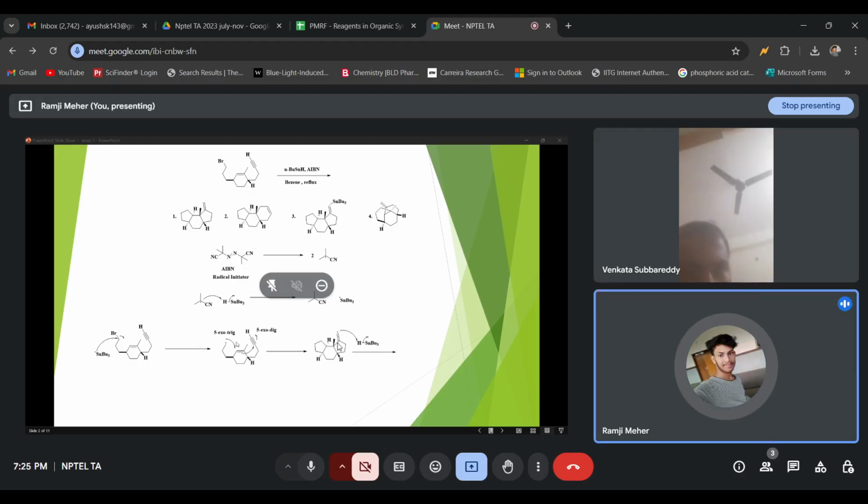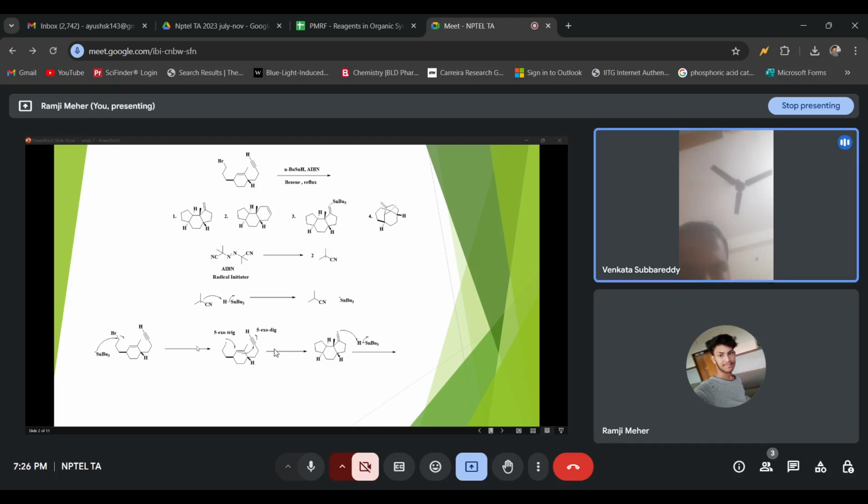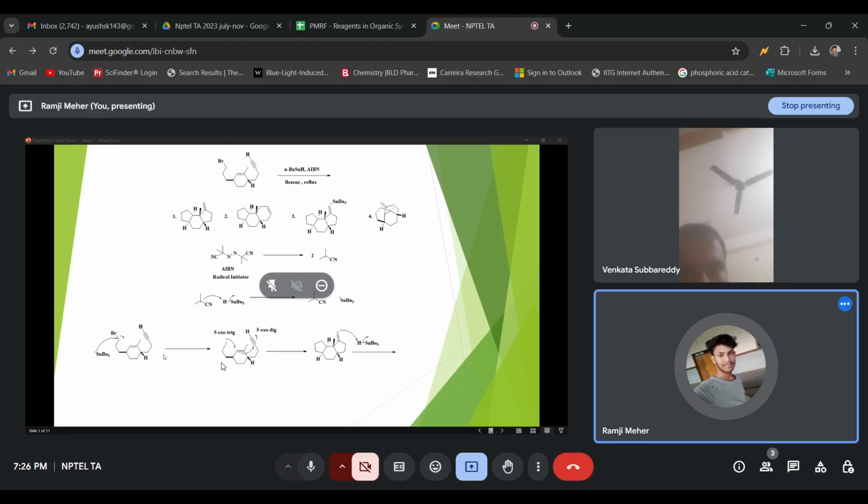Whatever radical will be formed, that is a tertiary radical will be formed. After that, the first attack. Six. Oh, then you will get a bicyclic. You see, na? That's from the Baldwin rule also that you will get.